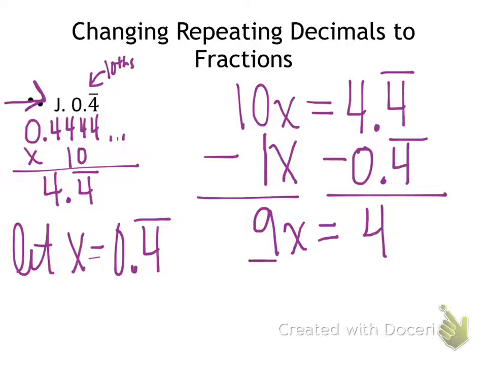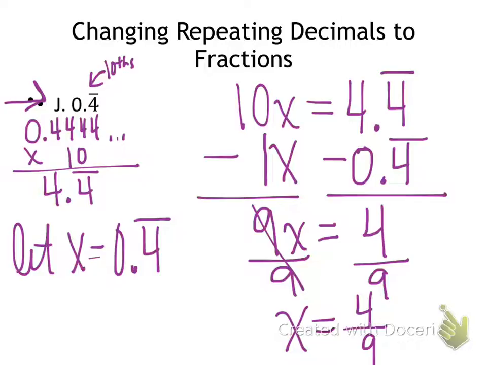This is a one-step equation. To undo the multiplication, I divide. So I get x equals 4/9. Now, if I could simplify that, I would, but I can't simplify 4/9, so that's going to be my answer. Now, on your calculator, you can check yourself. 4 divided by 9, it does give you 0.4 repeating.